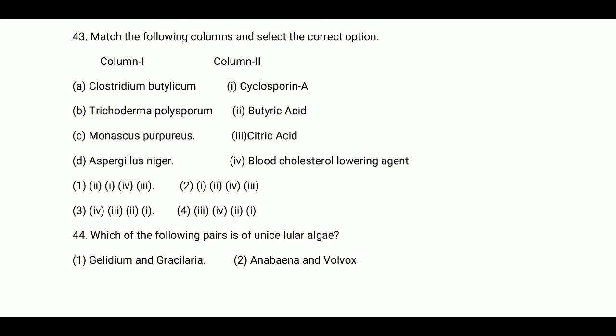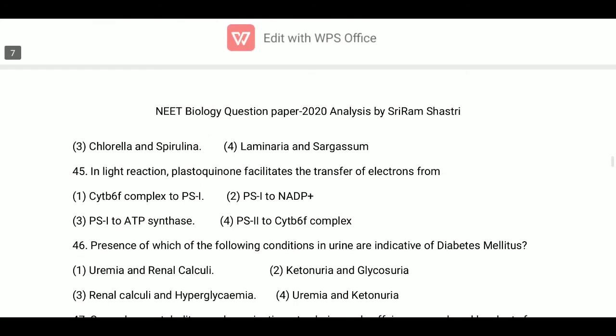Which of the following pairs are unicellular algae: Gelidium and Gracilaria, Anabaena and Volvox, Chlorella and Spirulina, Laminaria and Sargassum? So for this question again, Chlorella and Spirulina is the right answer.